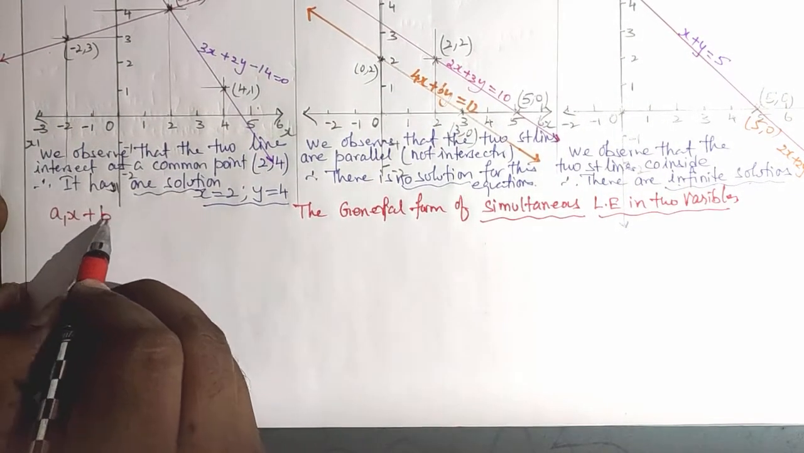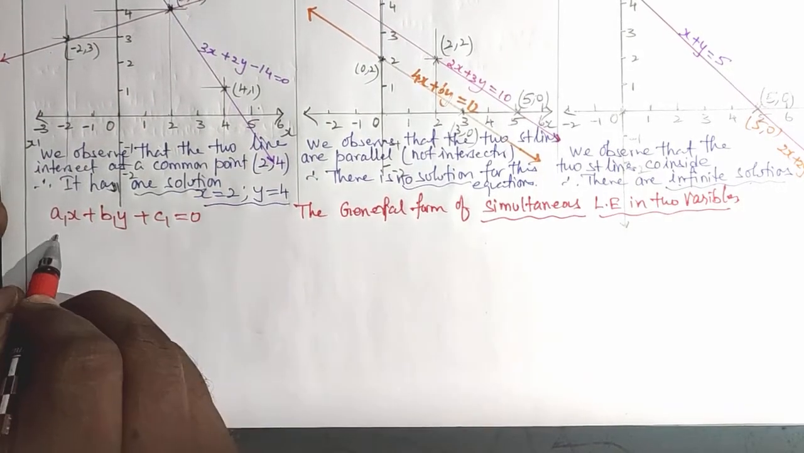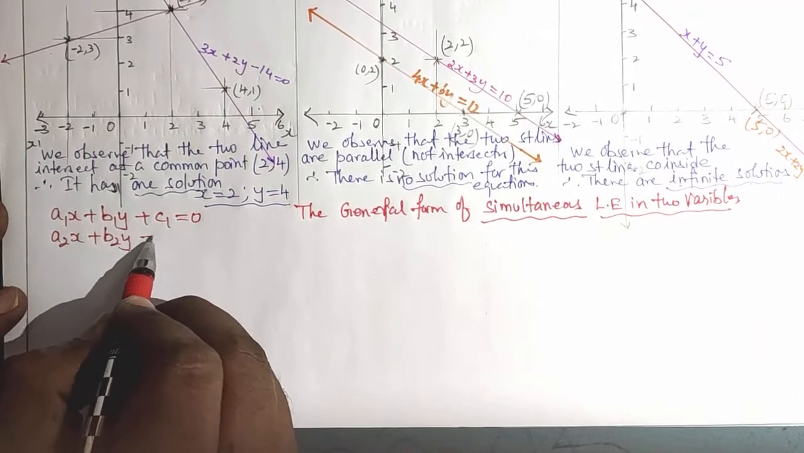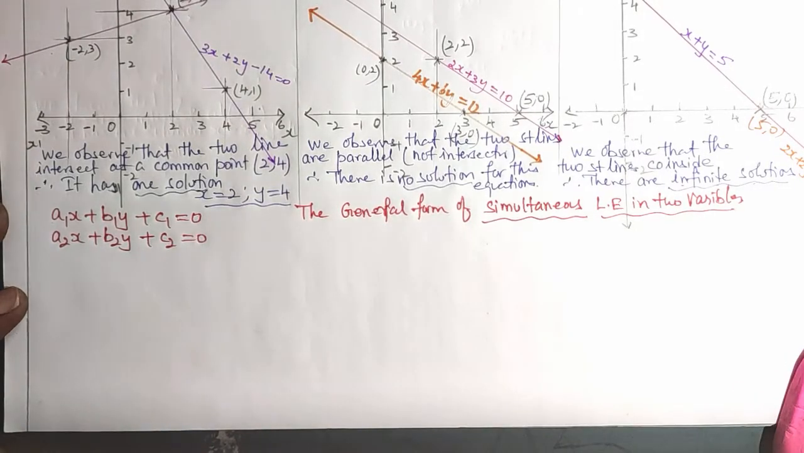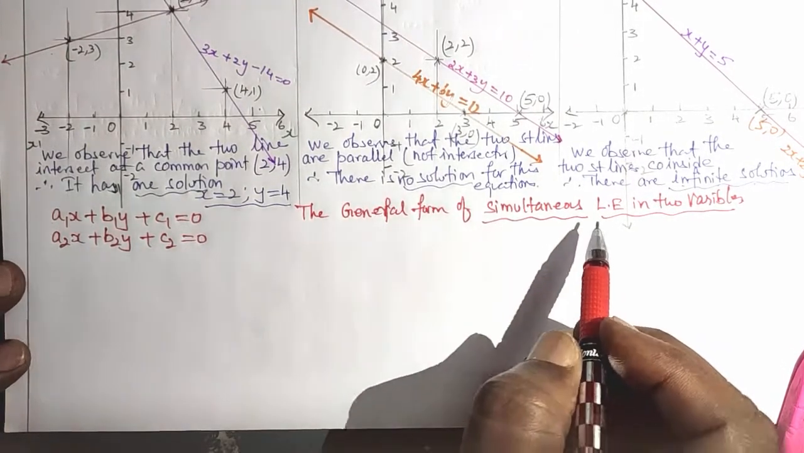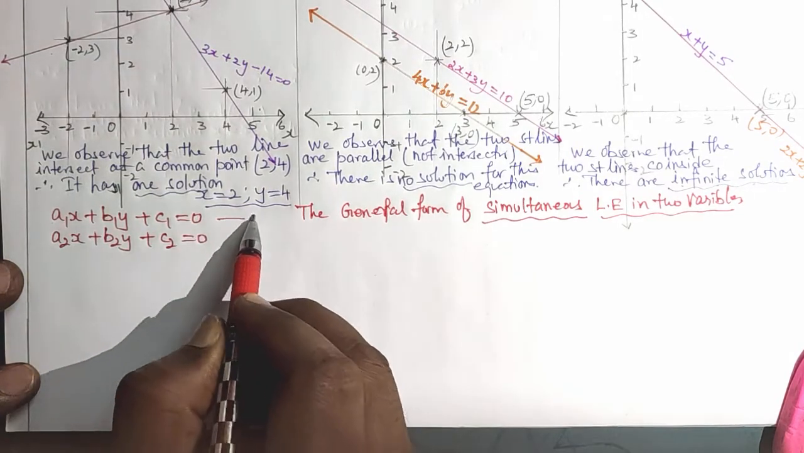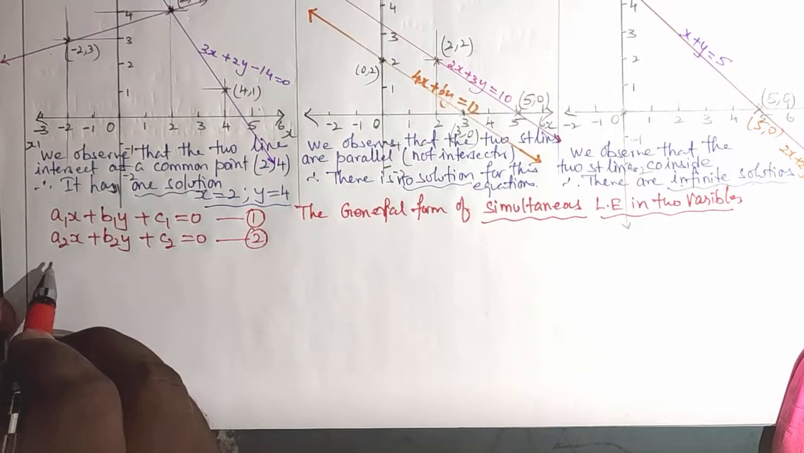a1x plus b1y plus c1 is equal to 0. a2x plus b2y plus c2 is equal to 0. This is the general form of representing a pair of simultaneous linear equations in two variables. Now I will name this as 1 and this as 2. What is our observation?